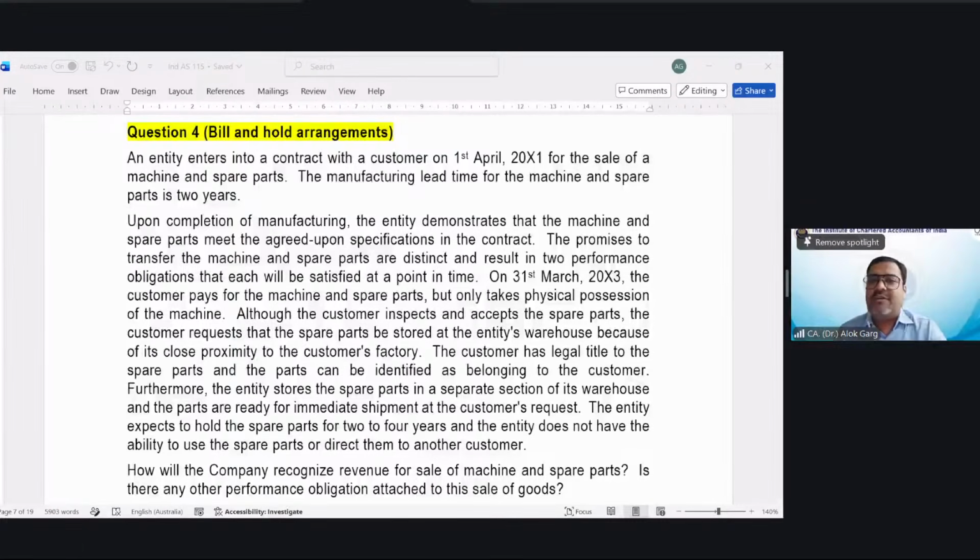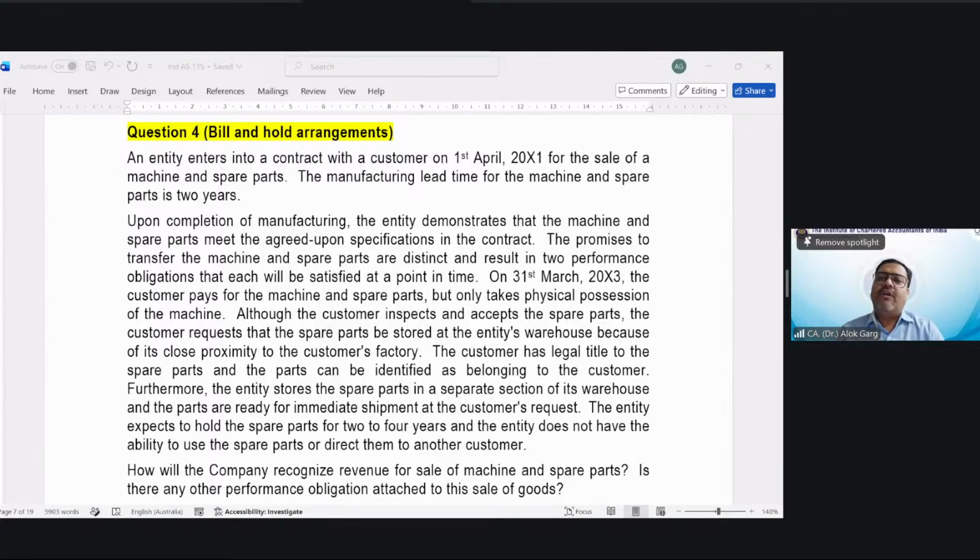You have understood it. You have remembered it. Did you remember bill and hold arrangement or not? Are you able to remember bill and hold arrangement, or are you not able to remember? Yes or no? Please tell me. Yeah. Are you able to remember bill and hold arrangement? Right.